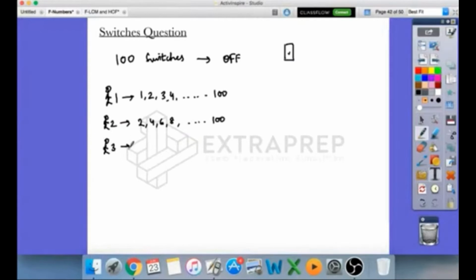Then a third fellow comes, and he goes on pressing the multiples of 3: 3, 6, 9, 12, and so on up to 99. Okay. Similarly, a fourth fellow comes. He goes on pressing the multiples of 4: 4, 8, 12, and so on up to 100. And so on, 100 people come and go.